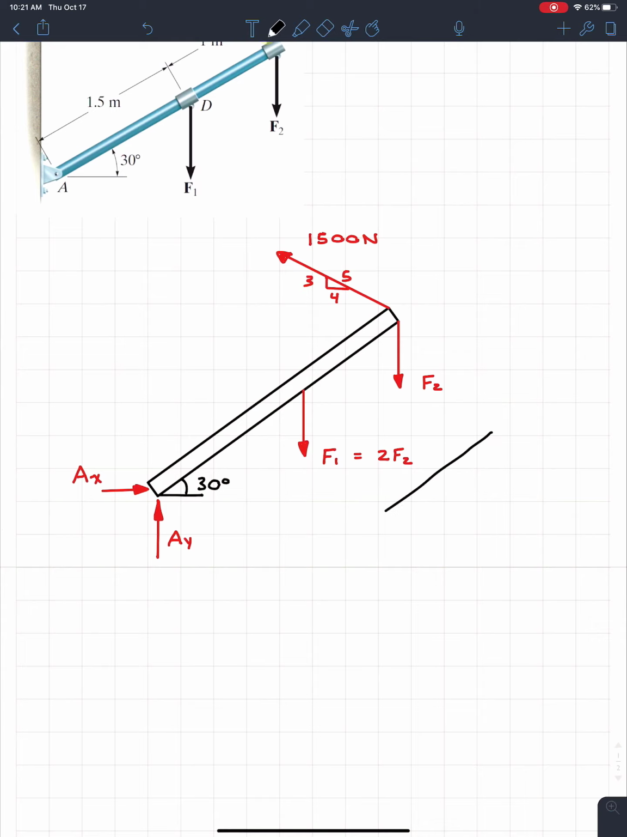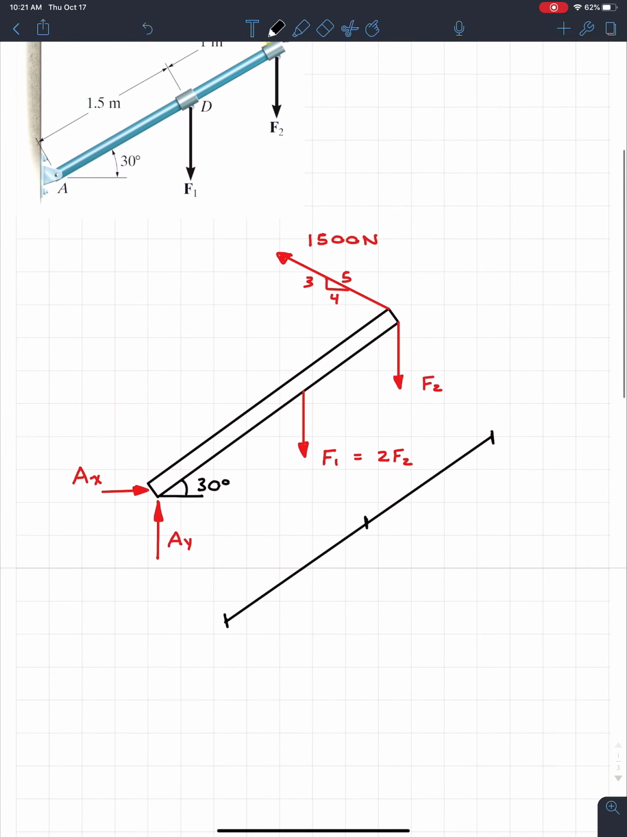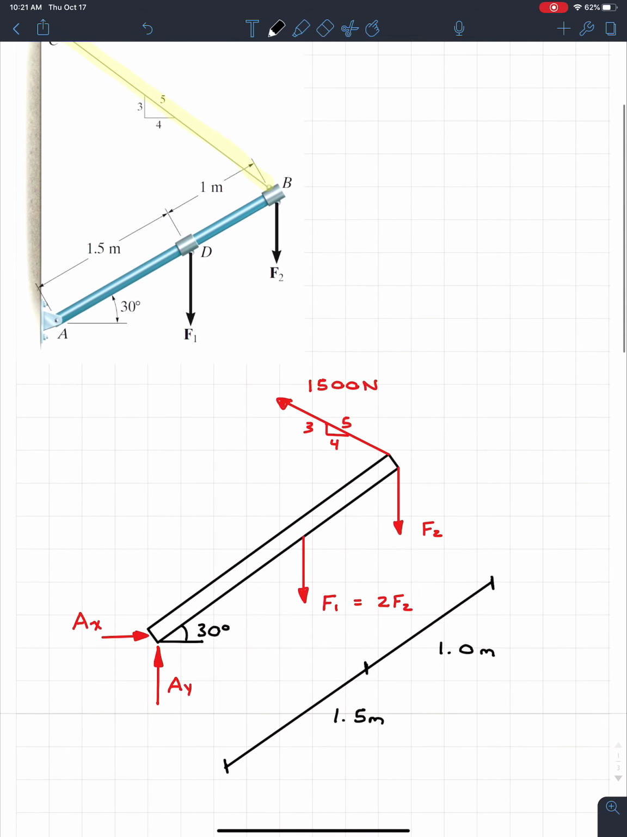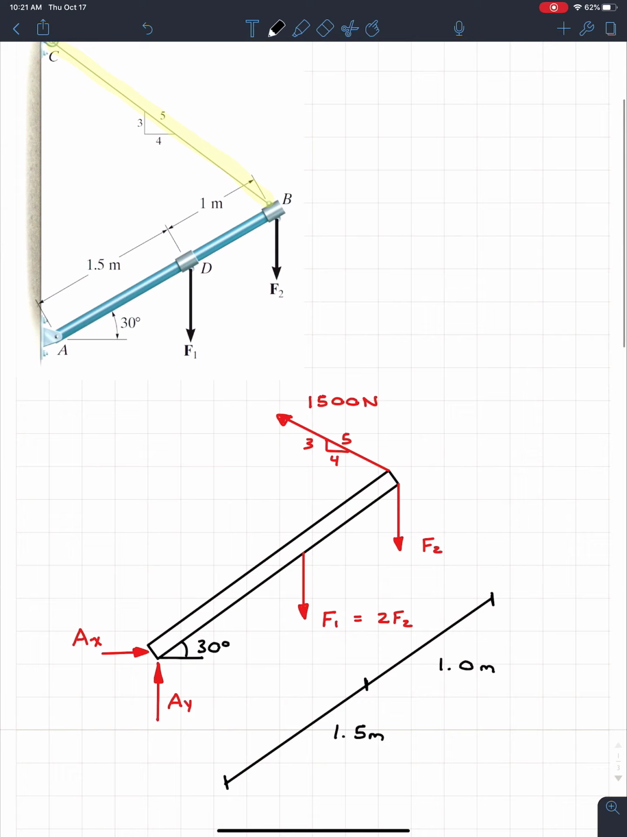And we know that the span of the beam will be something like this. So it starts here, and we've got F2 right there. And we know it's 1.5 meters and 1 meter. All right, so now we can solve the beam, now that we have all of our stuff in there. 3 equations, 3 unknowns. Let's begin.